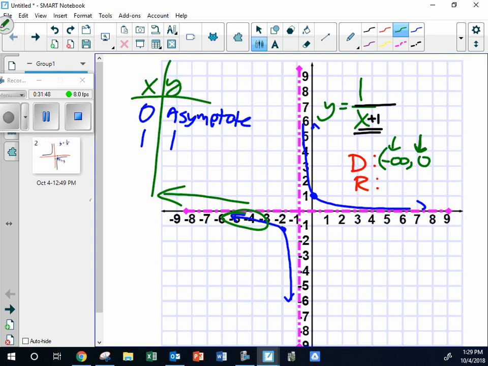At 0. But wait, this one's been moved. So this one isn't 0. When does this one, with the little pink asymptotes, when does that one stop working? Not 0. -1. Get why it's -1 this time? Because I moved it over a notch. This is not the normal 1 over x function. This one's been moved over. The pink asymptotes, they've been moved to the left 1.